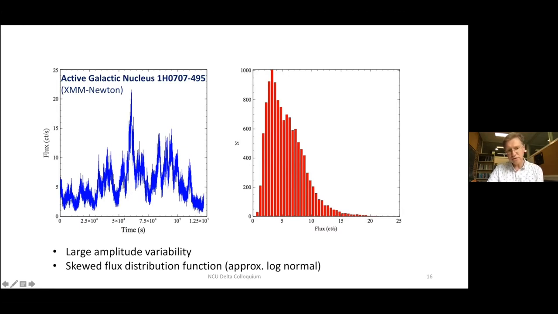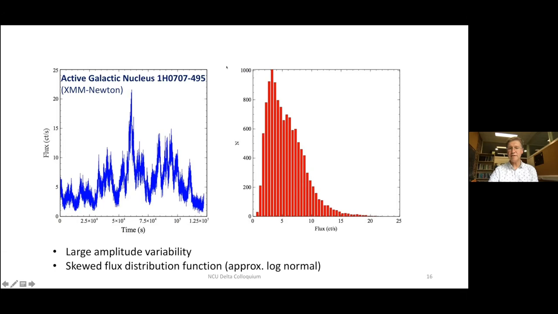But if you were to make a histogram of the flux, so just make the probability density distribution for this light curve, you get this. You find that this is not a Gaussian process. The fluctuations in luminosity are not Gaussian, but this looks much more like a log normal distribution. It's got this tail to it. If you take the logarithm of the x-axis, this actually does look approximately Gaussian.